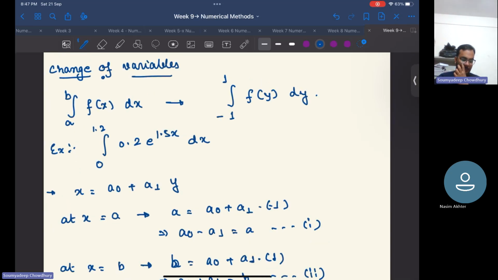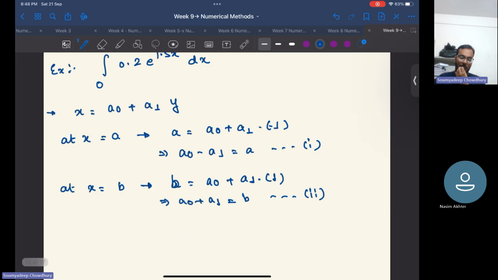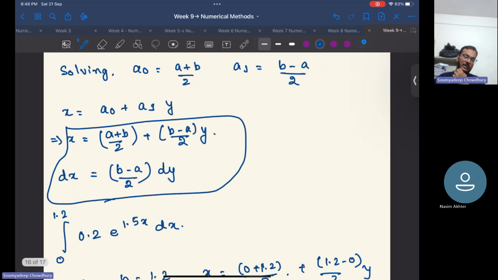So I took x as a naught plus a1 into some new variable y. So at x equal to a, that is the lower limit, if I substitute in this equation, we will get one equation: a naught minus a1 equals a. And at the upper limit x equal to b, if we substitute, we'll get a naught plus a1 equal to b. If we solve these two equations, we will get a naught and a1. Then we go back and substitute a naught and a1 in the equation for x. So from that we get x equal to a plus b by 2 plus b minus a by 2 multiplied by y. So if x changes, obviously since its differential dx is also involved, that will also have to be expressed in terms of y, that is dy.